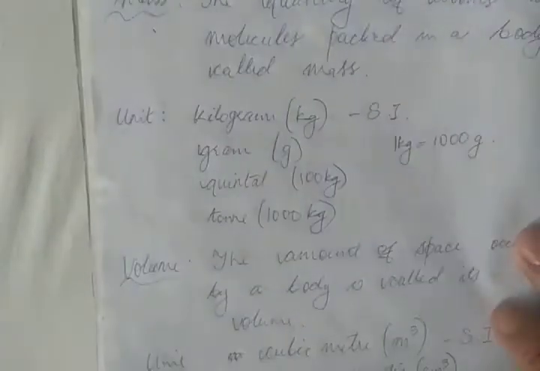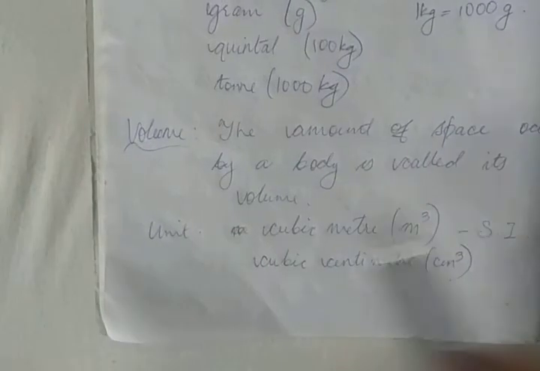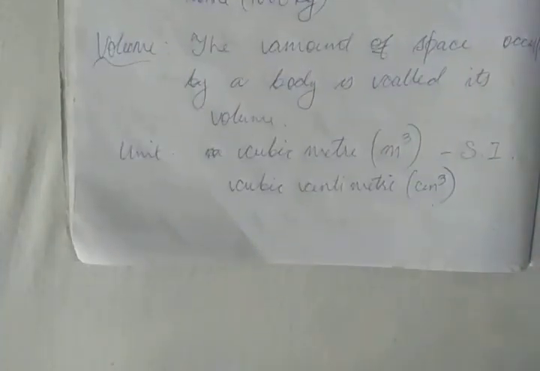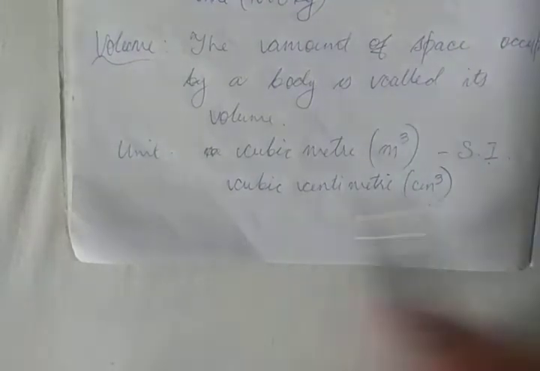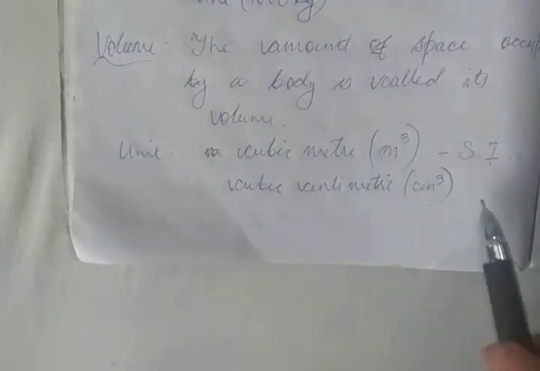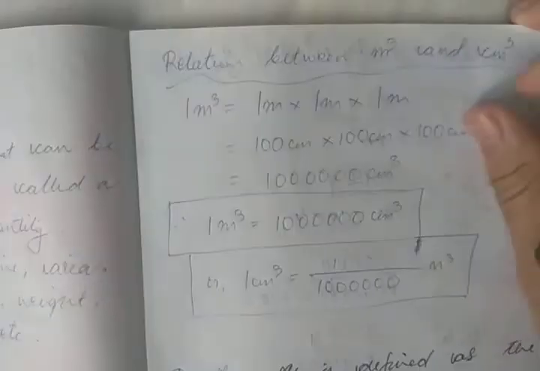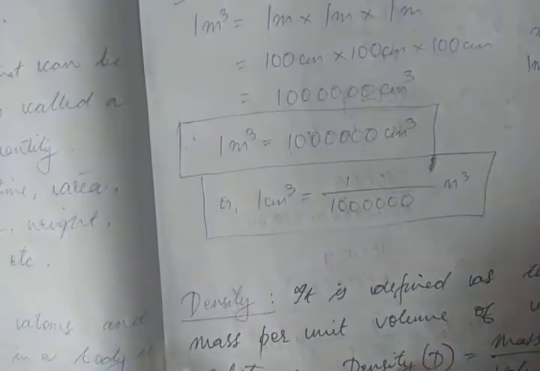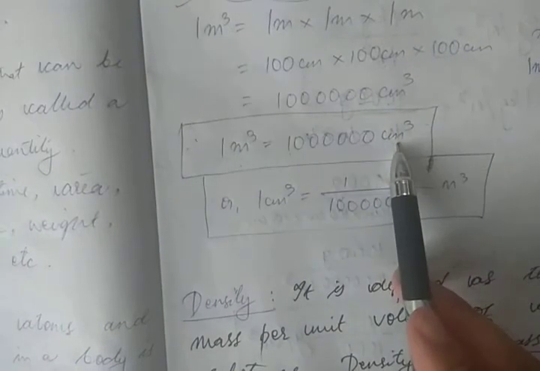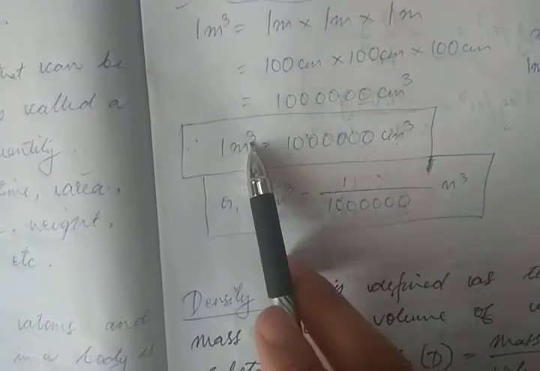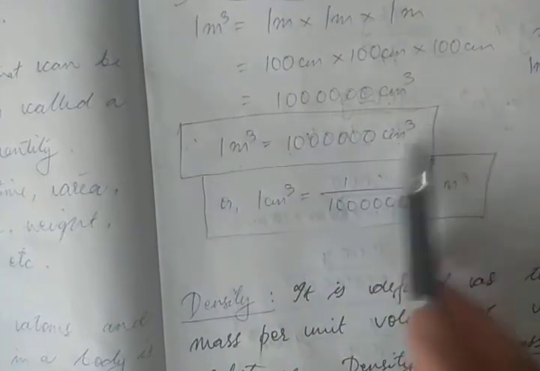We spoke about mass, which is the quantity of atoms and molecules packed in a body, whose units are kilogram, gram, quintal, ton. Volume is the amount of space occupied by a body, whose unit was cubic meter, the SI unit, and cubic centimeter, the CGS unit. We also looked at the relation between cubic meter and cubic centimeter: 1 meter cube is 1 with 6 zeros centimeter cube.